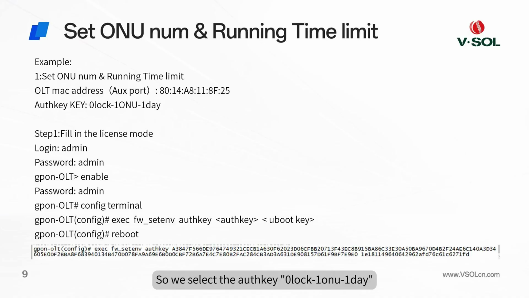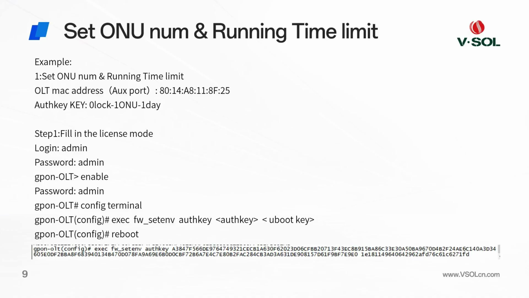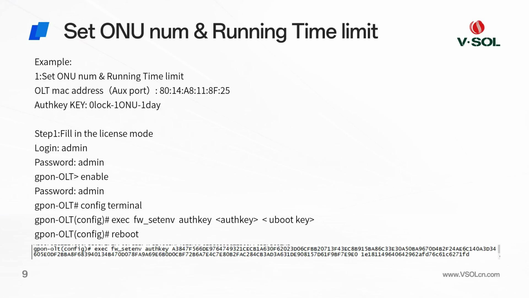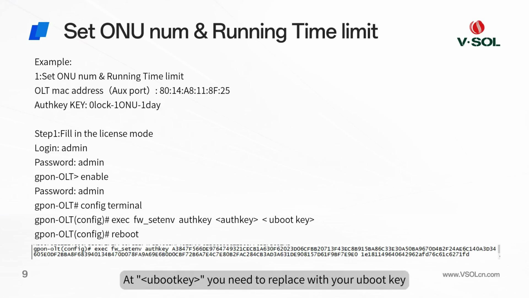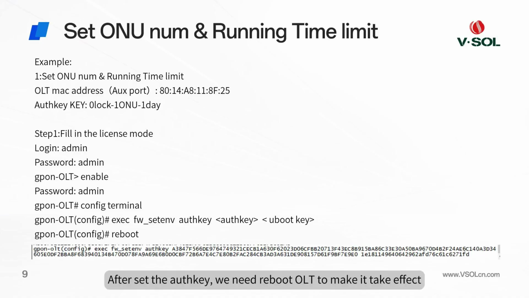Then we can use the command, like this example, to set the auth key to the OLT. At the auth key, you need to replace it with your auth key. At the U-boot key, you need to replace it with your U-boot key. Other commands, please enter as they are. The commands are like the example photo. Please use the correct key. If the key is not true, the auth key cannot be set. After setting the auth key, we need to reboot the OLT to make it take effect.